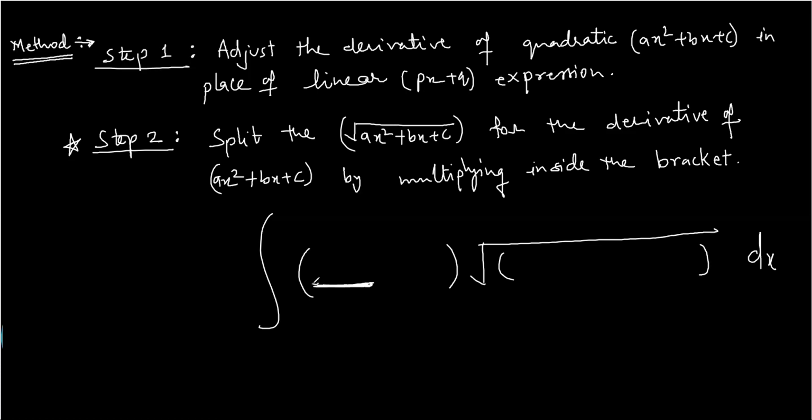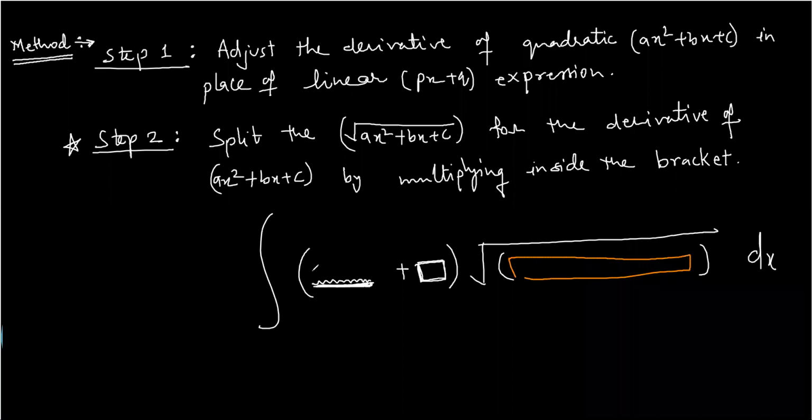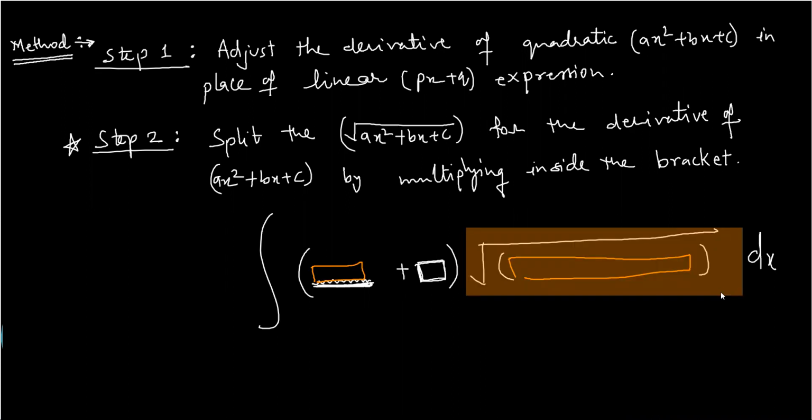Okay, so when you are doing some adjustments, you will definitely have some constant, plus or minus constant. So what you will do here, you see that the derivative of this is here. So you want this thing to be with the derivative. So you will split this whole thing by multiplying with this and with this. That is what I have written.